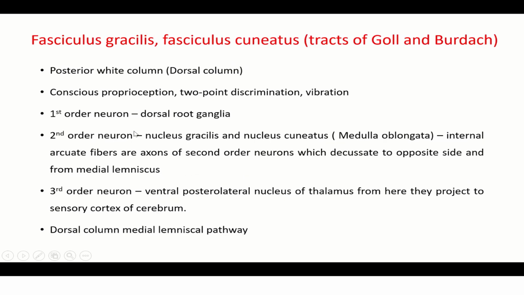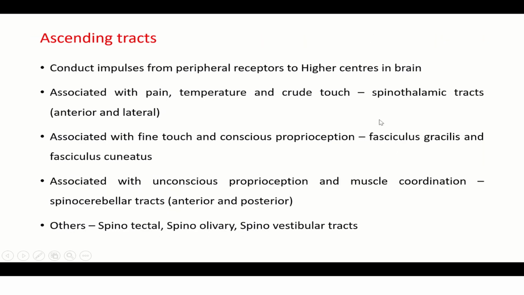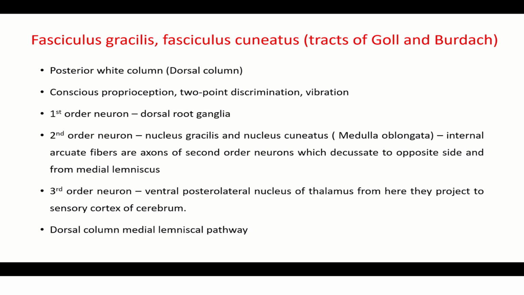Now, the most important ones. Out of all these we'll be discussing the spinothalamic tracts, the dorsal column pathway, and the spinocerebellar tracts, the most important ascending tracts. First and foremost is the dorsal column pathway, the fasciculus gracilis and fasciculus cuneatus, otherwise called the tracts of Goll and Burdach. These are located in the posterior white column, so they are also called the dorsal column pathway. They are concerned with conscious proprioception, 2-point discrimination, and vibration. In common words, it is fine touch.